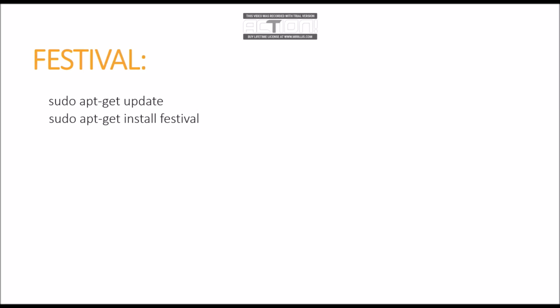The next part, the last part that we use, is Festival. Festival is software that we use as a text-to-speech tool. We need to use two special commands, sudo apt-get update and sudo apt-get install festival. Sudo means that we have to be a super user or root.